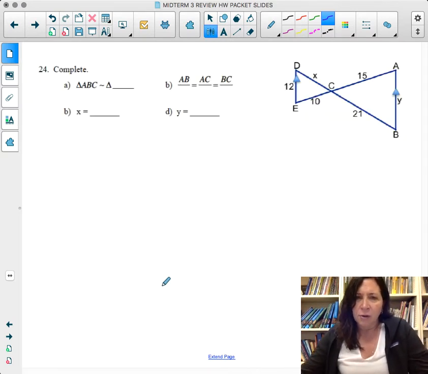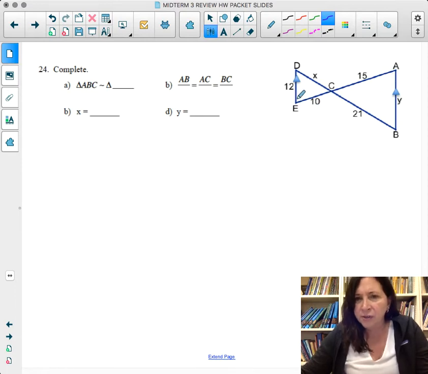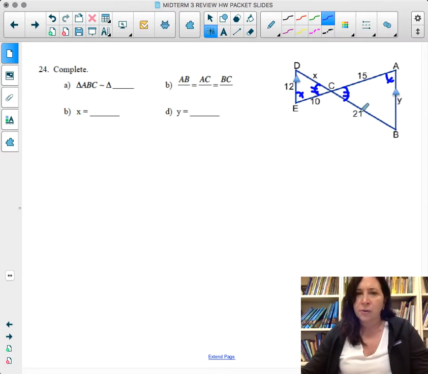Complete the triangle, complete the information below. We know that ABC is similar. Parallel lines have alternate interior angles that are congruent. So we actually know this angle is equal to this angle. We also know that this angle down here is equal to this angle here. D is equal to B. We also know that this angle is equal to this angle here because they're vertical angles. And vertical angles are congruent.